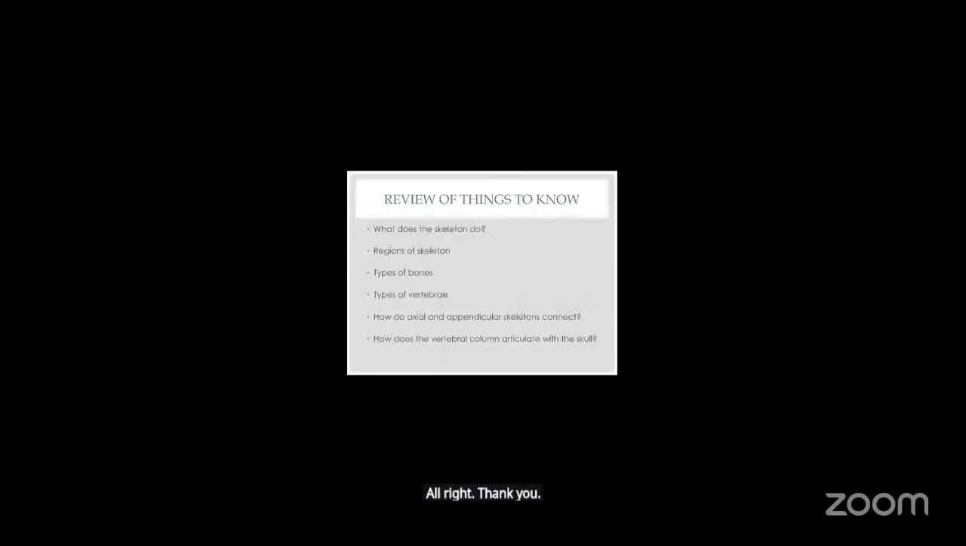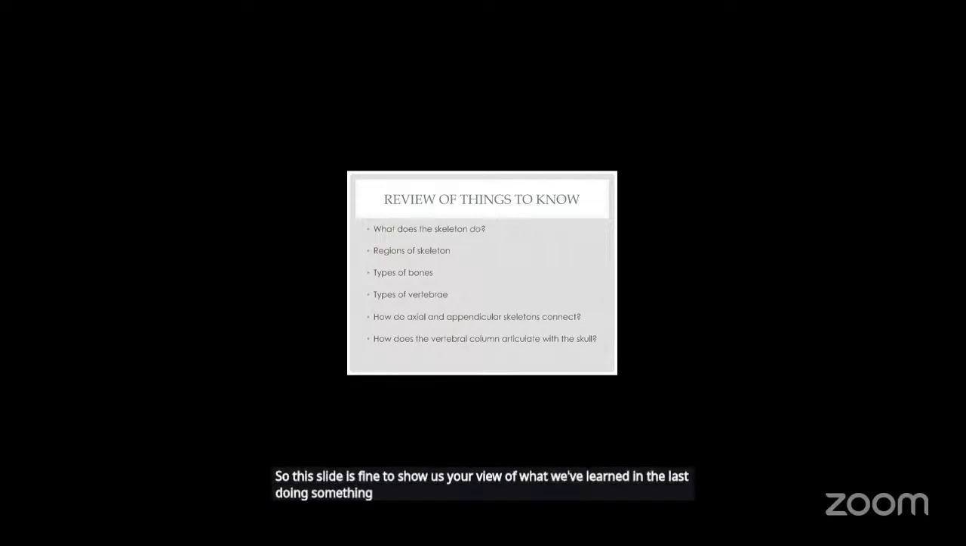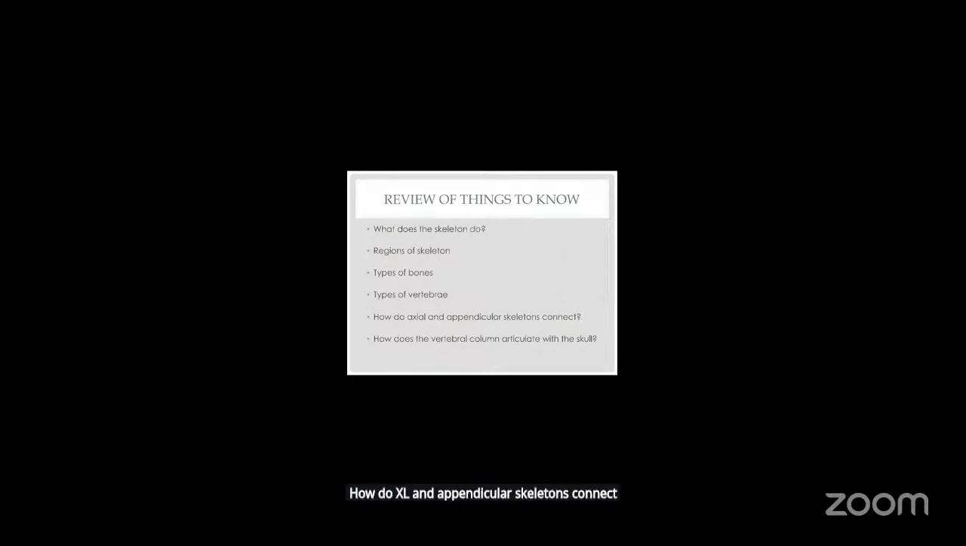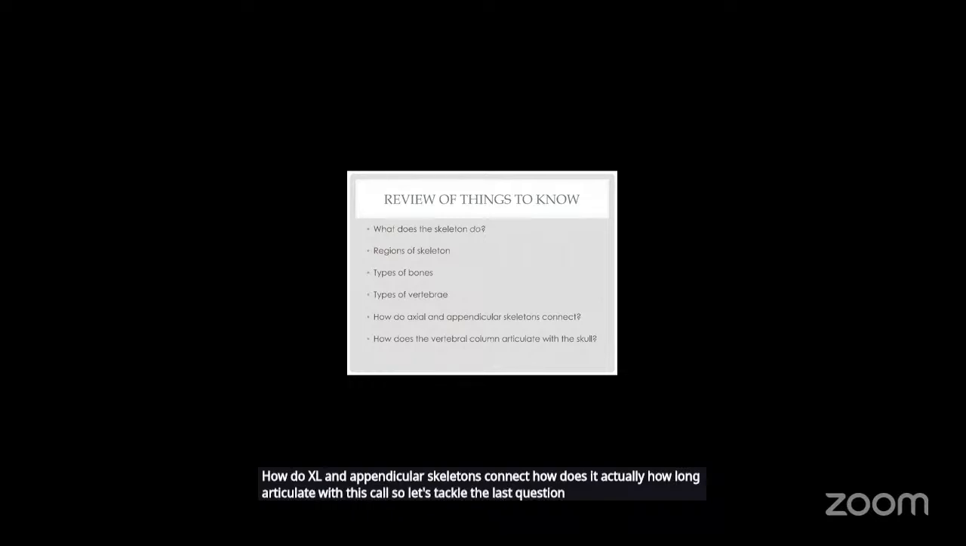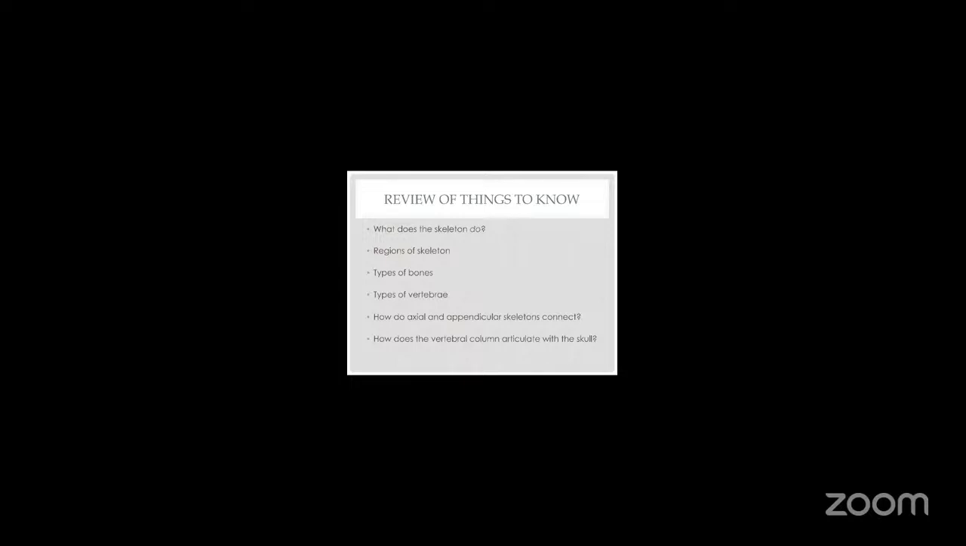So this slide is trying to show us a review of what we learned in the last 20-something minutes or thereabouts. What do skeletons do? We can always go back to the first slide and determine what are the functions of the skeletons, what are the regions of the skeleton, the types of bones, the types of vertebrae, how do axial and appendicular skeletons connect, how does the vertebral column articulate with the skull. Let's tackle the last question. How does the vertebral column articulate with the skull?